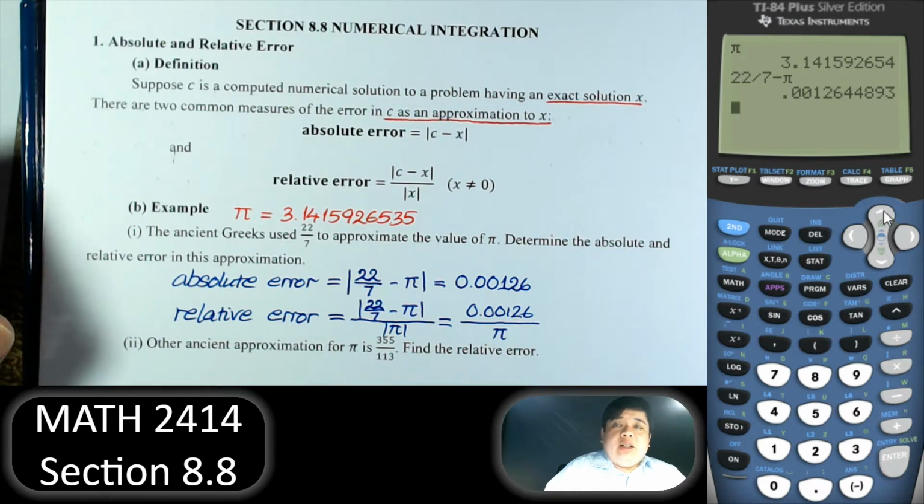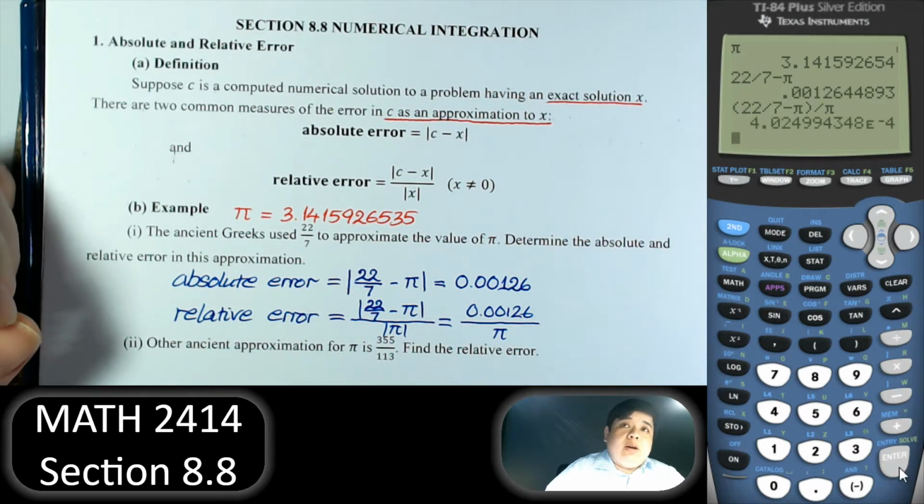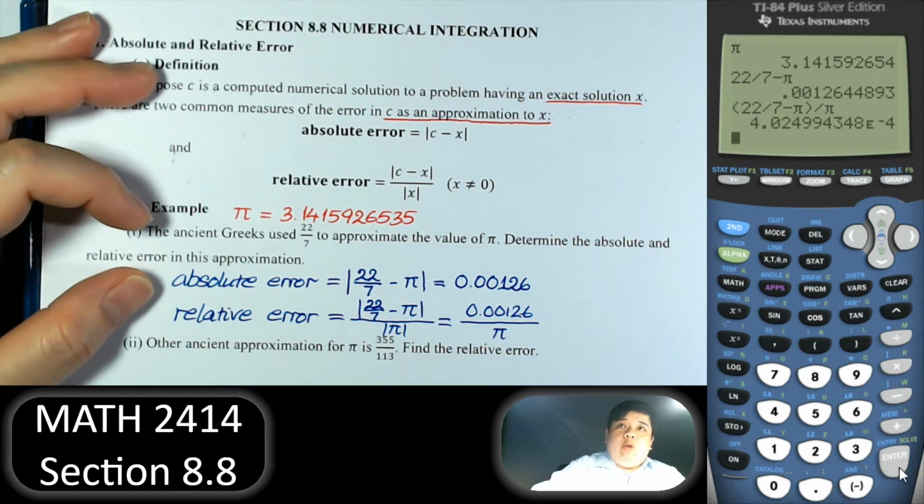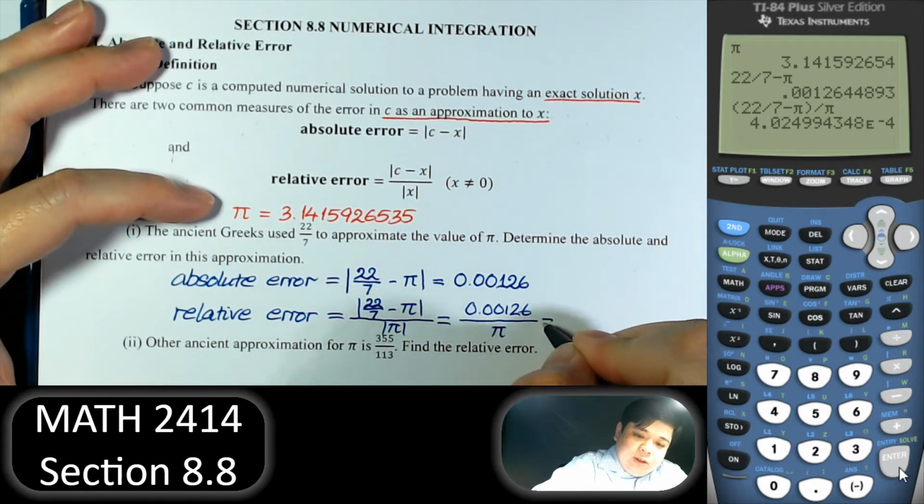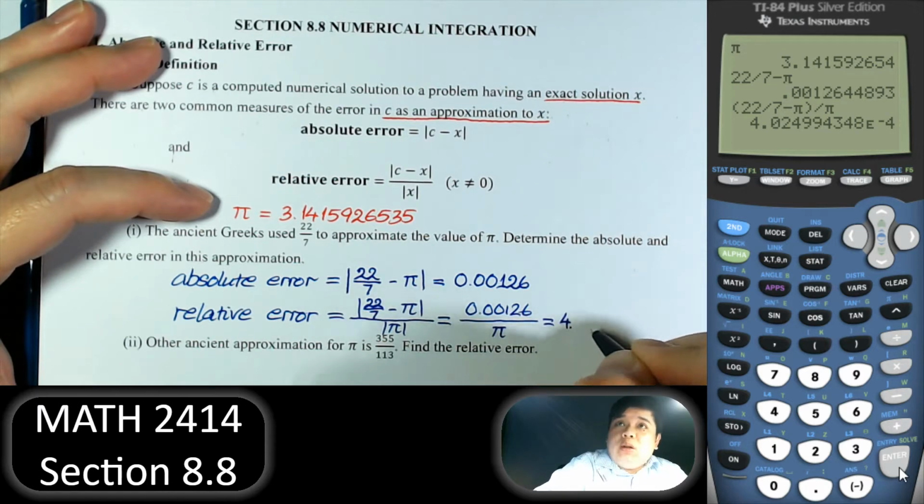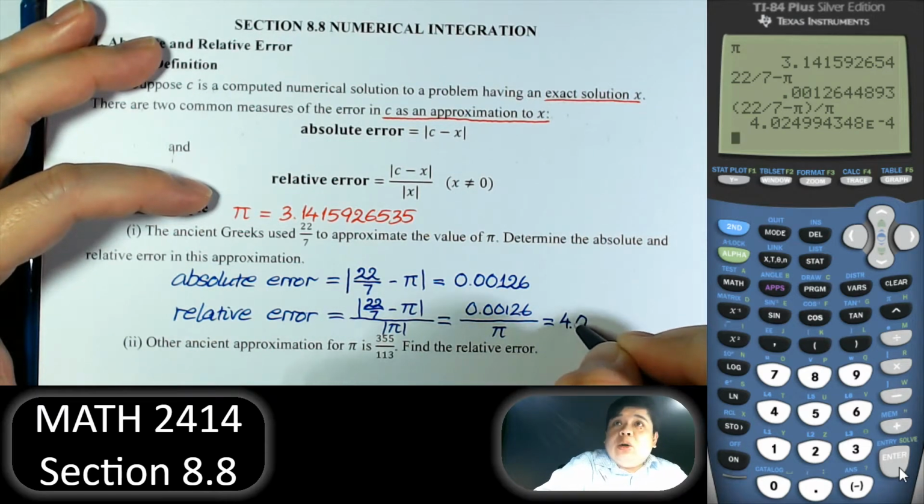We're going to take that. Oh wait, that would be wrong. Open parentheses, 22/7 minus pi, divided by pi. If it's negative, we turn it back to positive, right? So we get 4.025, let's say.